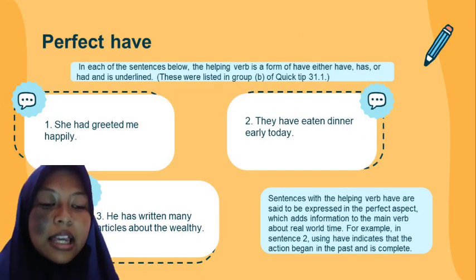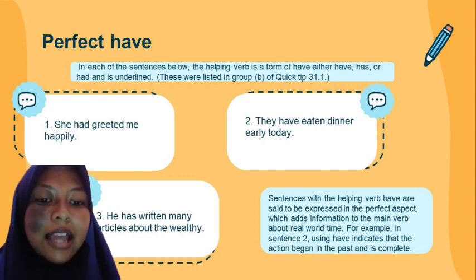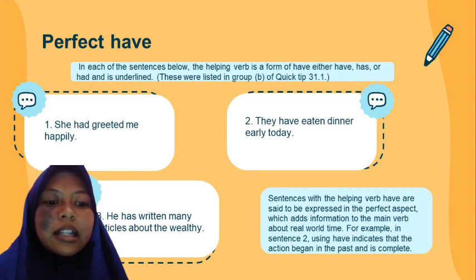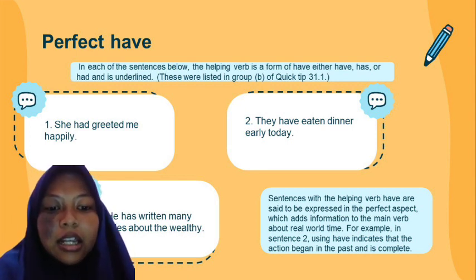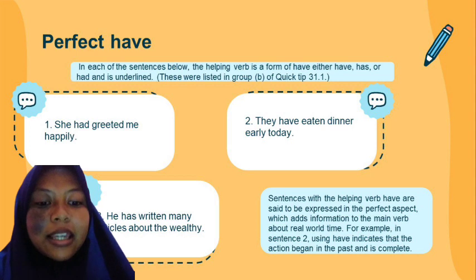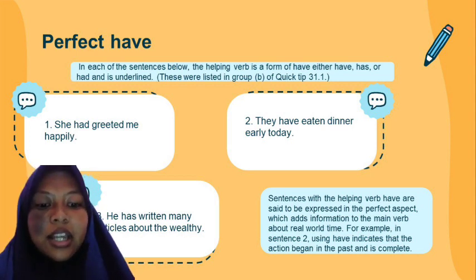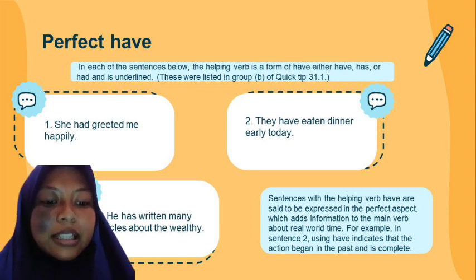And the definition of the perfect have: in each of the sentences below, the helping verb is a form of have, either have, has, or had, and is underlined. These were listed in group B of the quick tip. Example is: she greets me happily. Second is: they have eaten dinner early today. And last: he has written many articles about the wealthy.